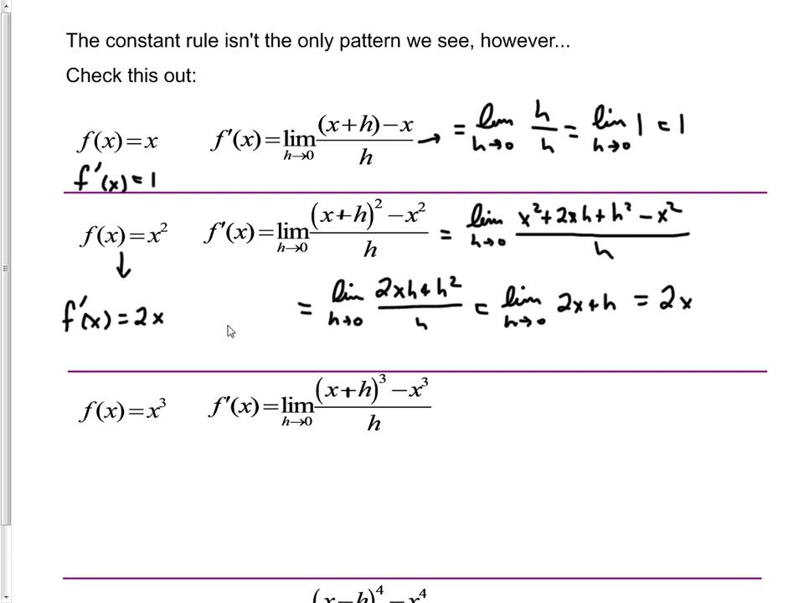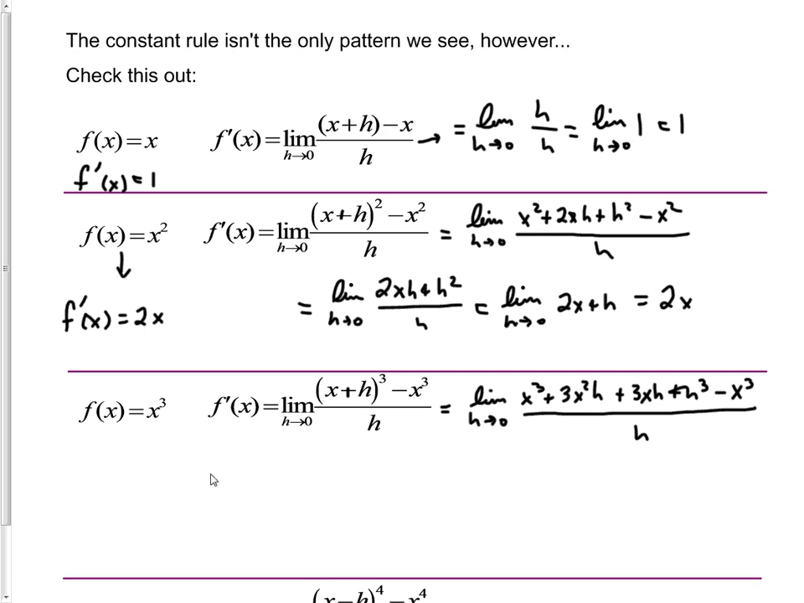So let's try it again. This time, let's use x cubed. And I'll do the expansion for you. I'll just show you how this goes. This means we would be taking the limit as h approaches 0 of this quantity. It would be x cubed plus 3x squared times h plus 3x times h squared plus h cubed this time. And we're subtracting from that x cubed, divided by h.